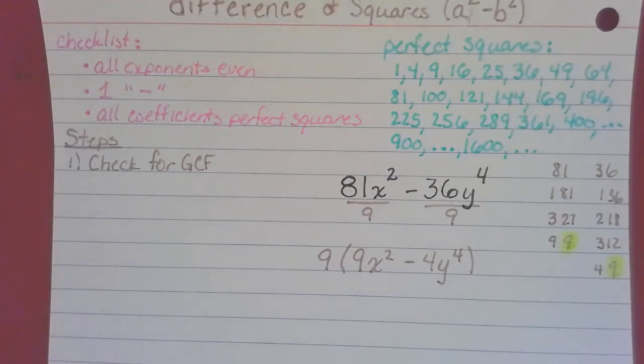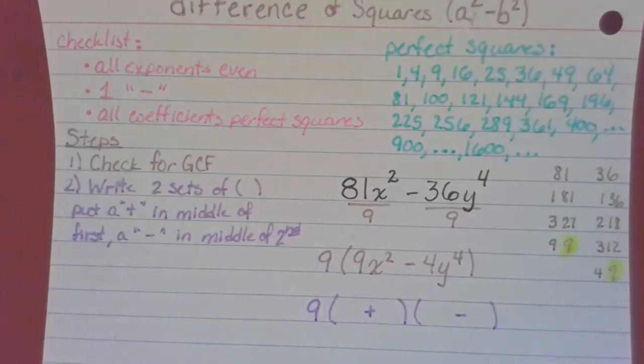One is going to get a plus sign and one is going to get a minus sign in the middle. All right, so I still have that 9 hanging out in front of my parentheses. I've made my 2 parentheses with room to write my terms in, what I'm going to break things down to. One with a plus, one with a minus. I like to have the plus first because the minus one I might have to break down more if it's still a difference of squares when we're all said and done.